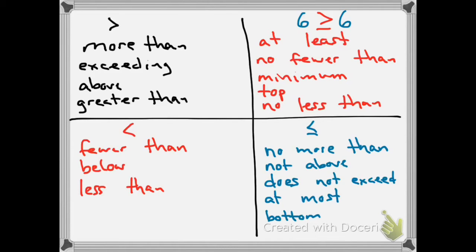And then the last one here can be tricky. No less than. So you're kind of inverting it. I'm not really sure what the term is in language arts, but no less than means if I have less than that, then I'm in trouble. So I have to have more than.